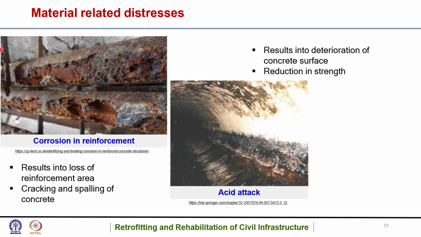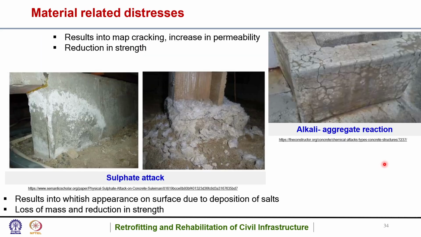Then there are material related distresses. Material related distresses can be like corrosion of reinforcement, which will result in loss of reinforcement area, cracking and spalling of concrete. Then there is acid attack, which will result in deterioration of concrete surface and reduction in strength. We'll be discussing all of this in detail in the coming slides, after a few slides.